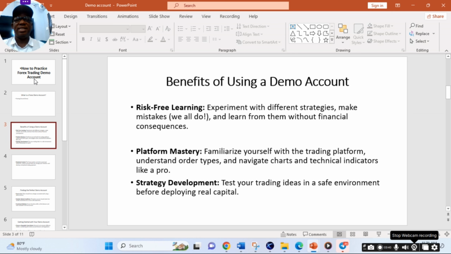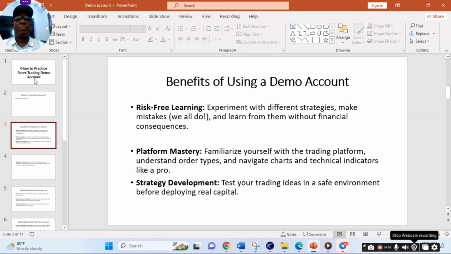What are the benefits of a demo account? As I've initially said, it is a risk-free learning process. You have to experiment with everything experimentable, strategies. Yes, you have to make mistakes, practice emotion control. All these things are meant for you to master the platform before coming to the trading. So the benefits are enormous and cannot be overemphasized.